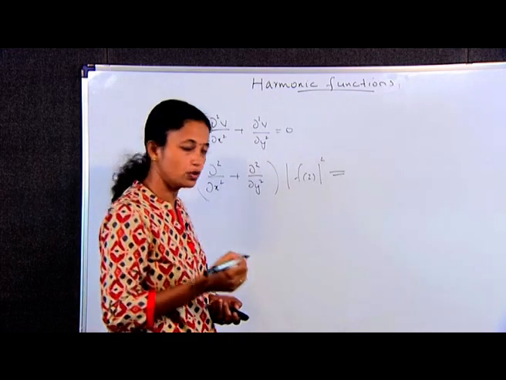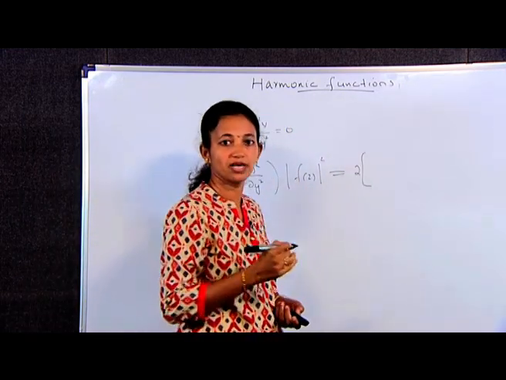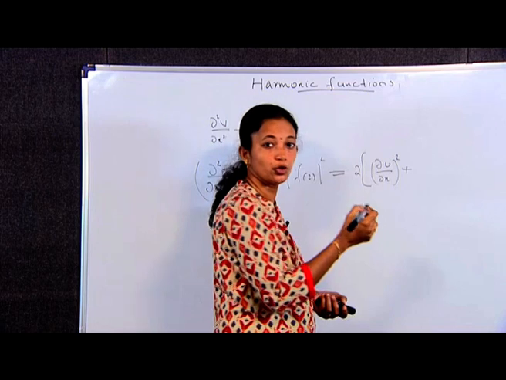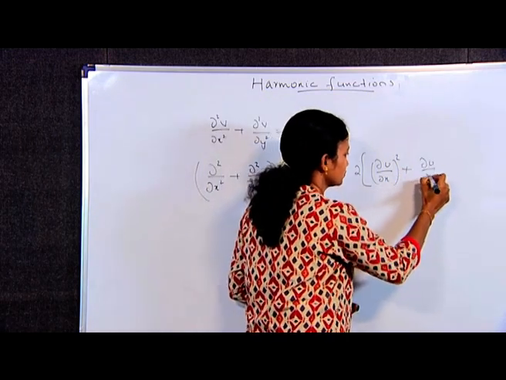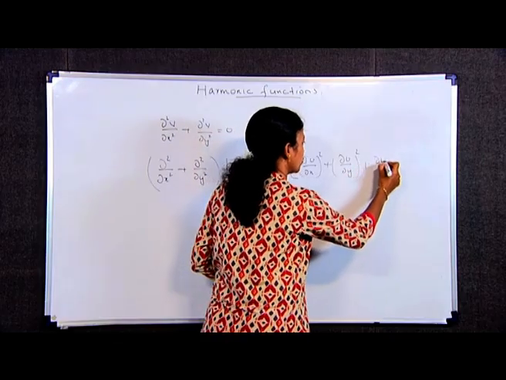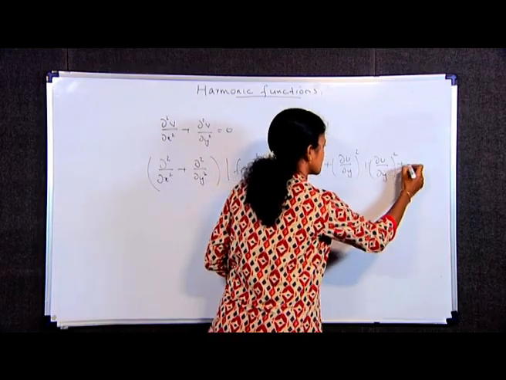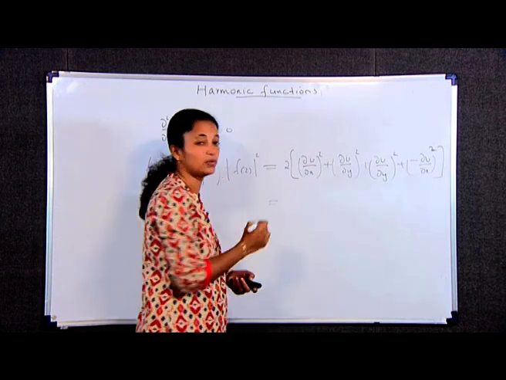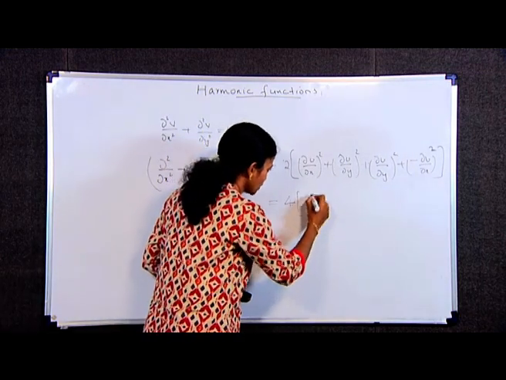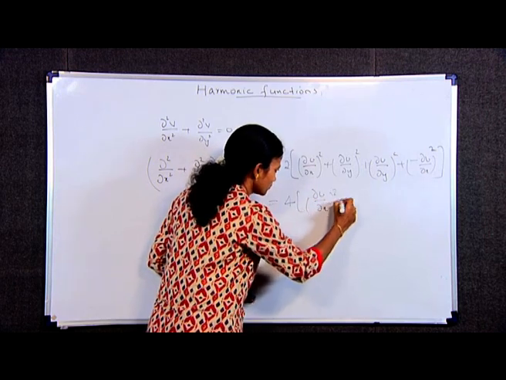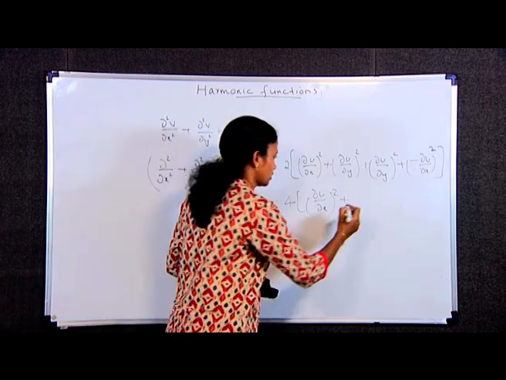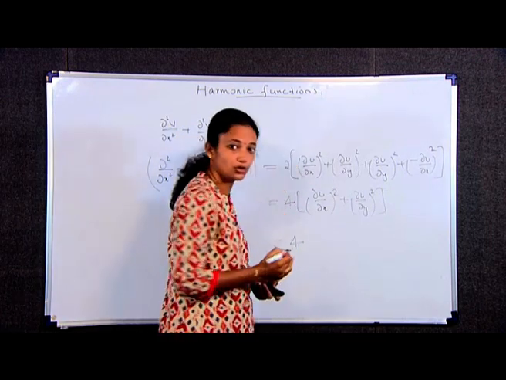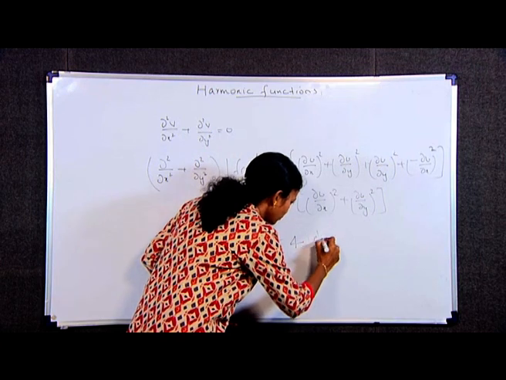on the left-hand side, is equal to 2 times [(∂u/∂x)² + (∂u/∂y)² + (∂u/∂y)² + (−∂u/∂x)²], which is equal to 4 times [(∂u/∂x)² + (∂u/∂y)²], which is equal to 4 |f'(z)|².